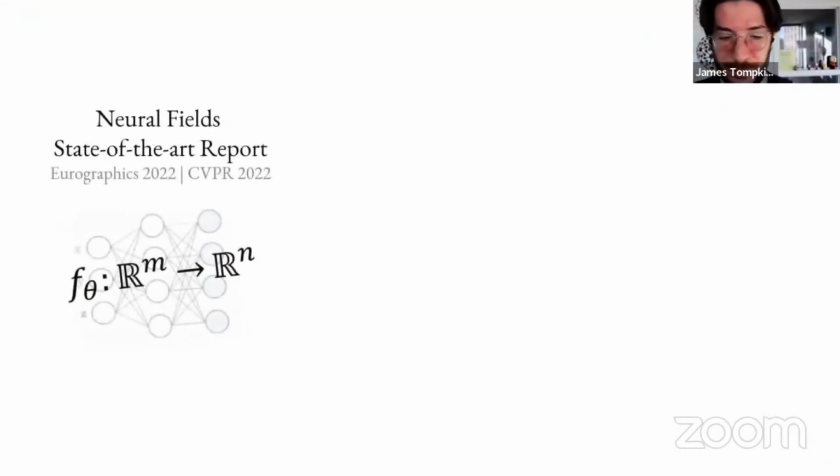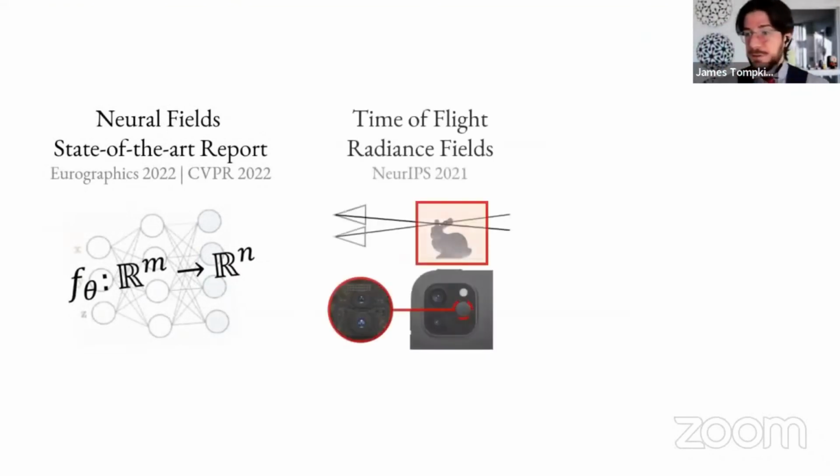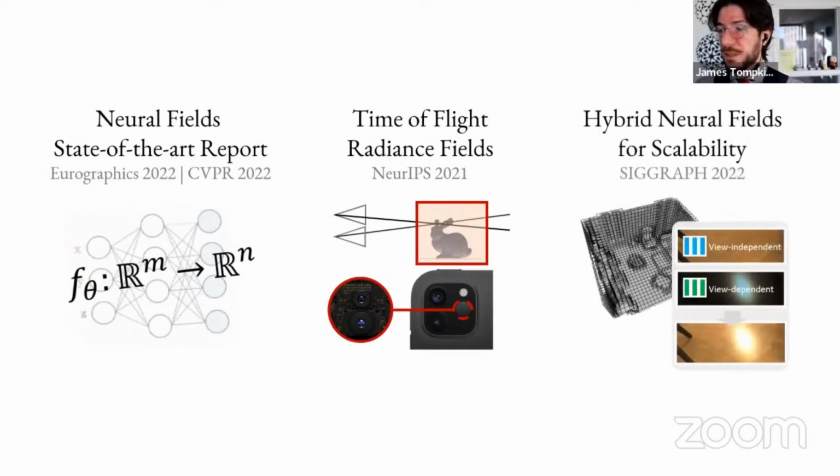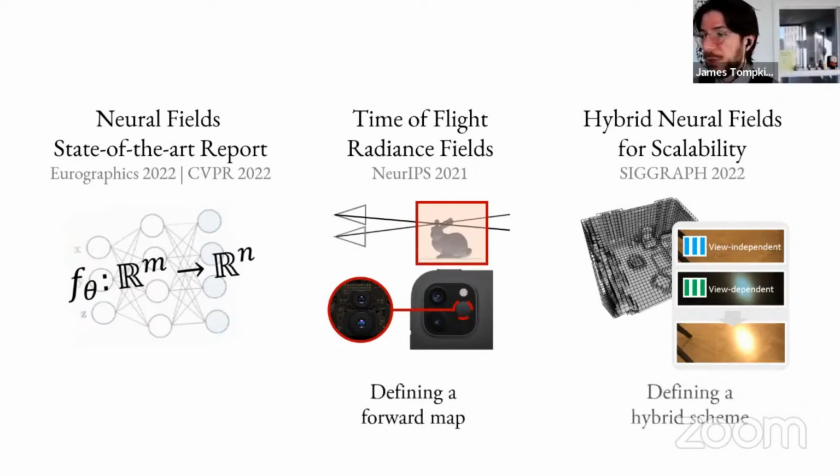Okay, so let's look at two specific instances of neural fields. The first is a paper that's going to integrate time of flight sensing into one of these frameworks. And then the second is going to somehow use a hybrid scheme to improve scalability to help us tackle large scenes. So we're going to define a new forward map, and then we're going to define a hybrid scheme.